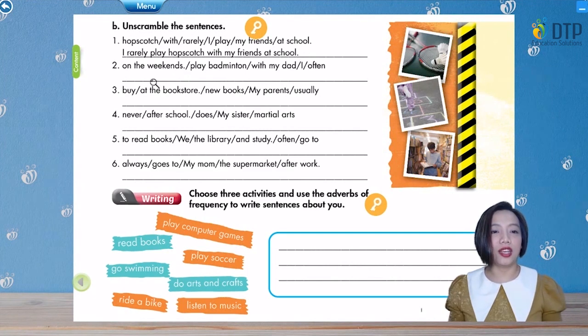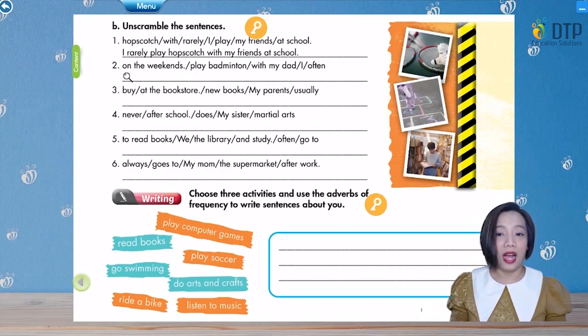All right, let's look. Number 1, as an example, I rarely play hopscotch with my friends at school. How about number 2?